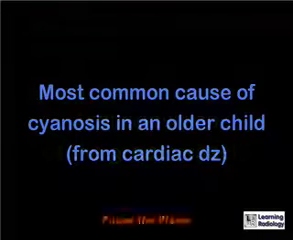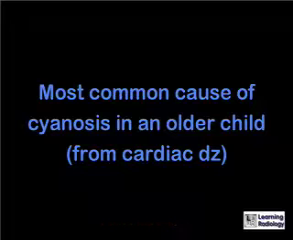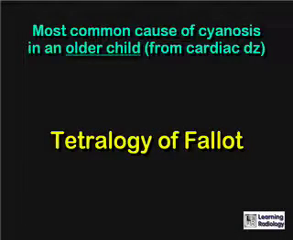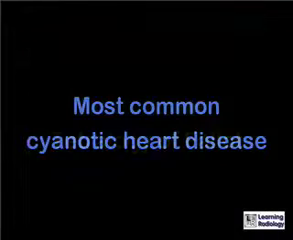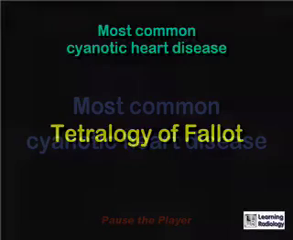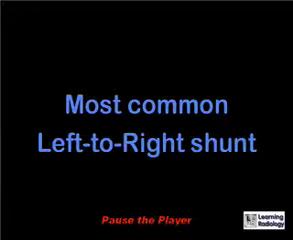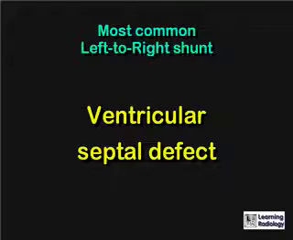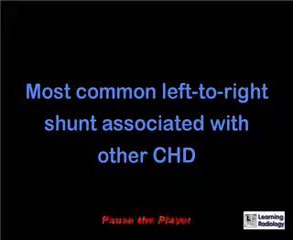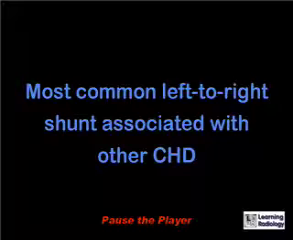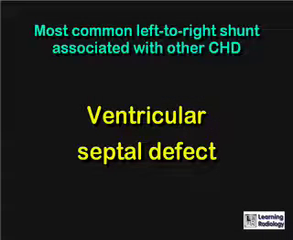What is the most common cause of cyanosis in an older child from cardiac disease? Tetralogy of Fallot. What is the most common cyanotic heart disease? Tetralogy of Fallot. What is the most common left-to-right shunt? A ventricular septal defect. What is the most common left-to-right shunt associated with other forms of congenital heart disease? A ventricular septal defect.